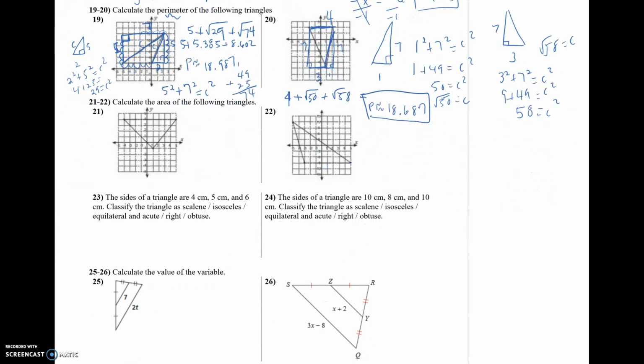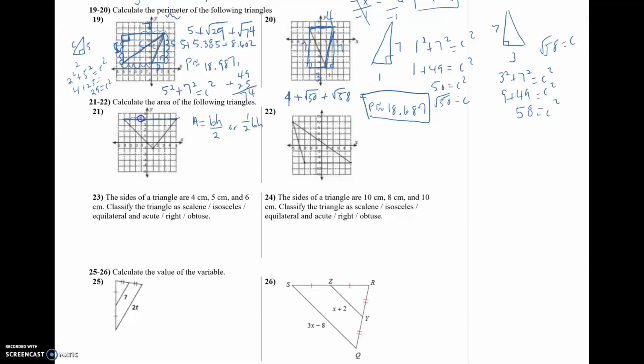All right. Questions 21 through 22, calculate the area. Fortunately for us, these problems are easier. If I take a look, I could use my formula base times height divided by 2, or I could think of that as 1/2 base times height. So if I do base times height divided by 2, my base could be any side of the triangle. So if it has a horizontal or vertical side and it's on a graph, I want to grab that.